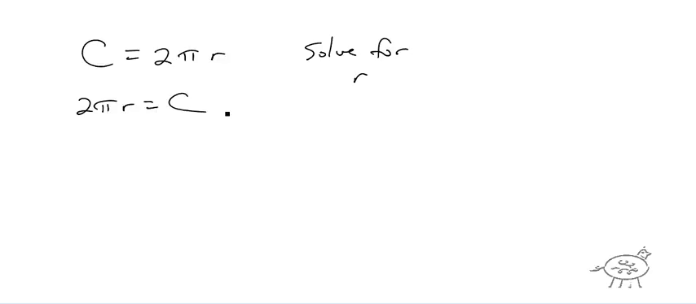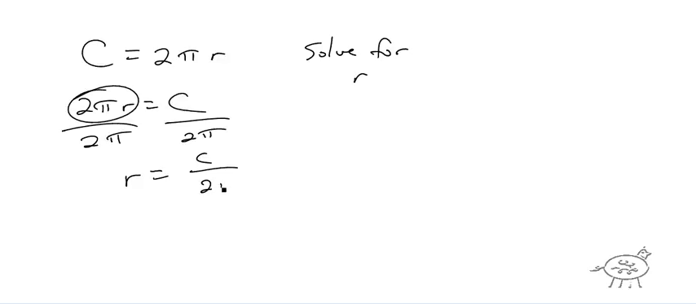Okay, circumference of a circle. I don't know if you guys remember that. Circumference of a circle equals 2 pi r. All right, and I want to solve for r. So I'll always tell you what I want to solve for. Solve for r. So it's 2 pi r equals c. And, well, it's all multiplication here, right? There's no addition, so I'm just going to divide by 2 pi. So r equals c over 2 pi. It's pretty easy, right? Not bad at all.